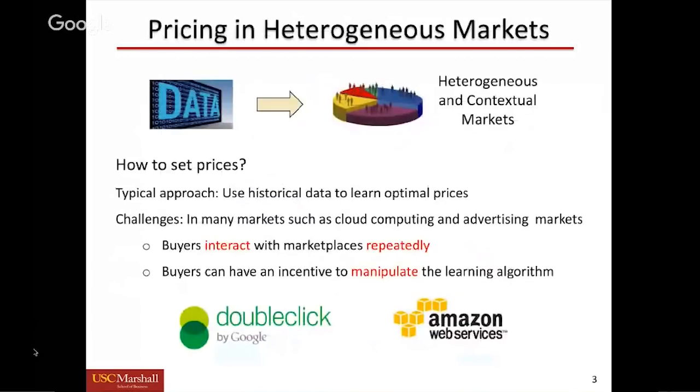Now, these features, the heterogeneous and contextual market, have their own challenges as well. So let's get back to the question of how you want to set the prices. The typical approach is that you use the historical data and try to learn what the optimal price is. But the challenge is that in many of these markets, you have frequent interaction between the buy side and the sell side. And so the buyers have an incentive to manipulate the seller in order to get lower prices in the future. And so you are dealing with strategic buyers.